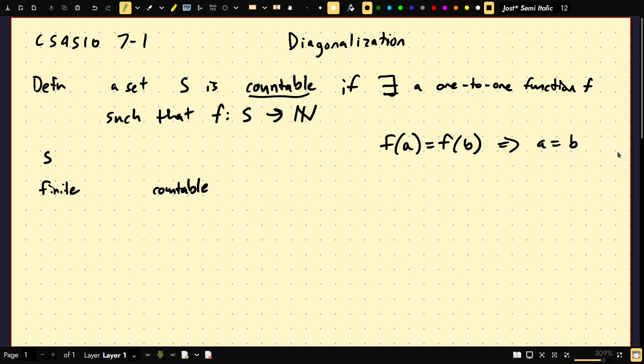So finite sets are countable, right? You can just point at the objects and say 1, 2, 3. Okay, what about the naturals? The naturals are also countable. Why? Well, what's our one-to-one function? F is the identity function. It maps a natural number to a natural number. Not only is it one-to-one, but it's bijective, in fact.